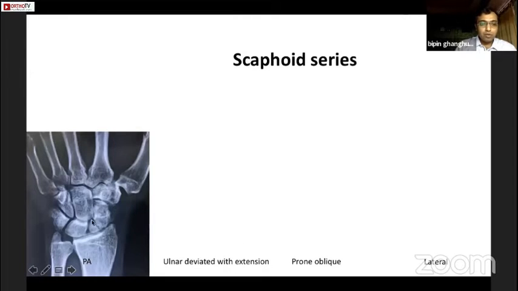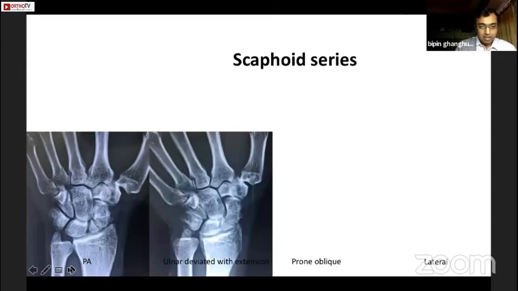This is a PA view. You can see that there is a bone graft here. However, there is no union seen properly. This is the scaphoid view with 30 degrees of extension. Now in this case, you can see the entire anatomy of the scaphoid, and there are signs of union.